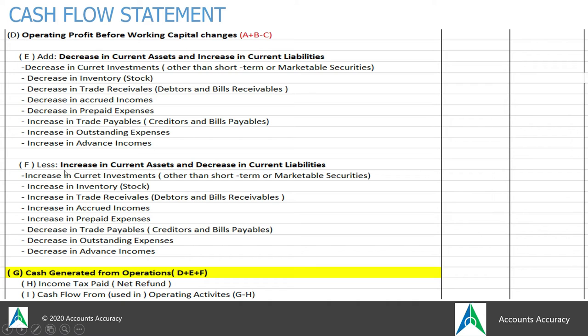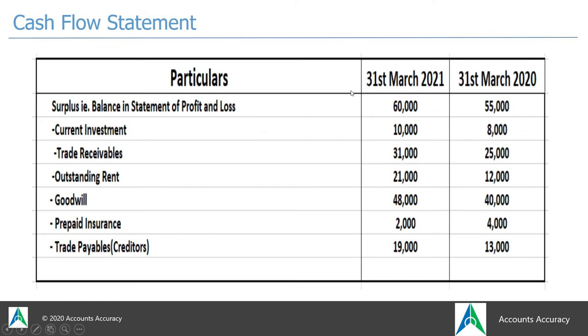Here it's been given, this is the format, the way you have to do. The surplus you will write, and then you will do the adjustment of working capital, that is decrease in current asset you will add, and decrease in current liability you will deduct. Again, increase in current asset you will deduct, and increase in current liability you will add. So let us understand it better with this sum.